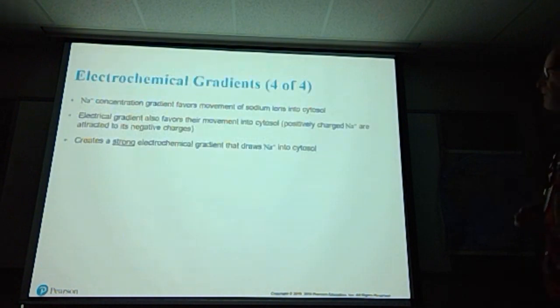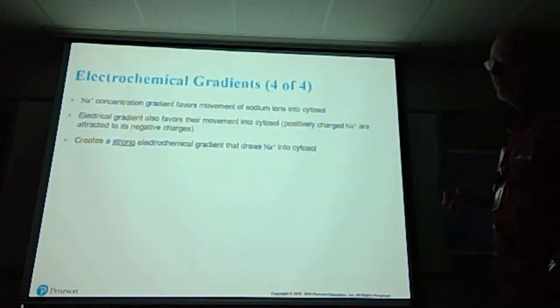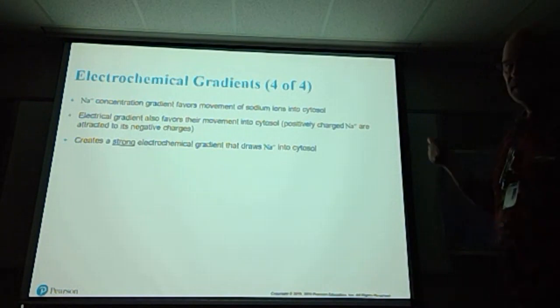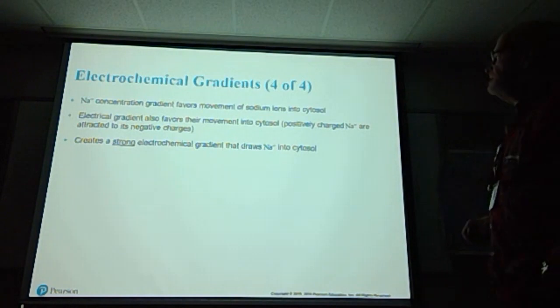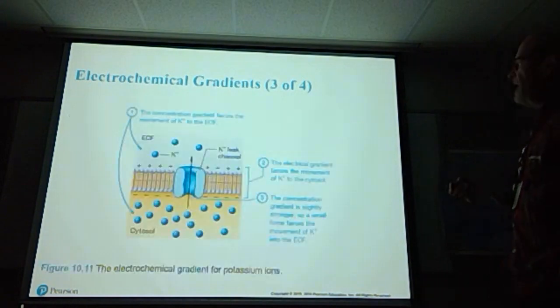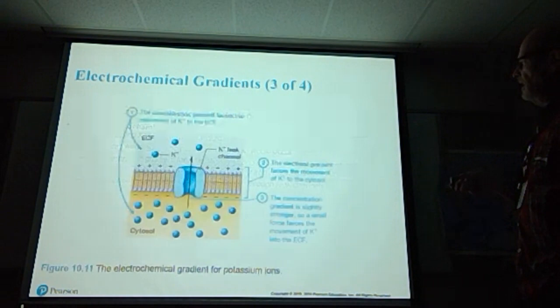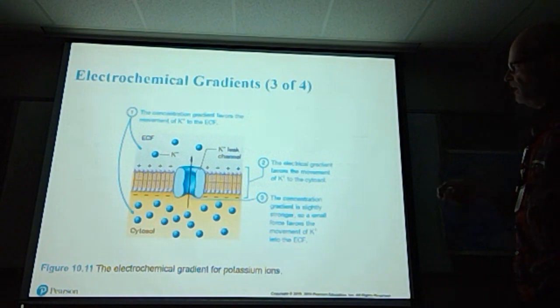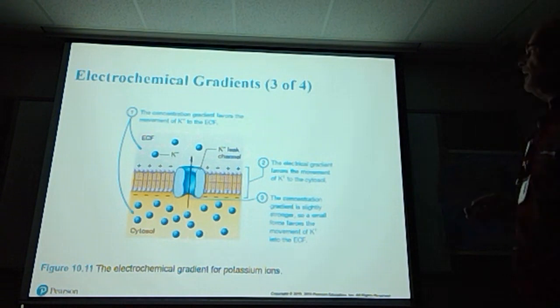So that's one of the reasons, again, for the problem with salt and our water retention, because that sodium wants to go inside the cell. With potassium, one gradient wants to move this way, but the other gradient wants to move that way. Sodium is exactly opposite. There's a whole lot of sodium out here, so it wants to move in here, but sodium is also positively charged, so it wants to move in there as well.